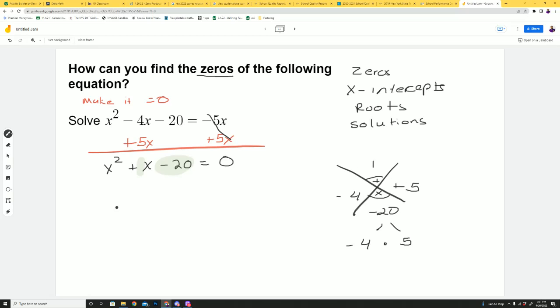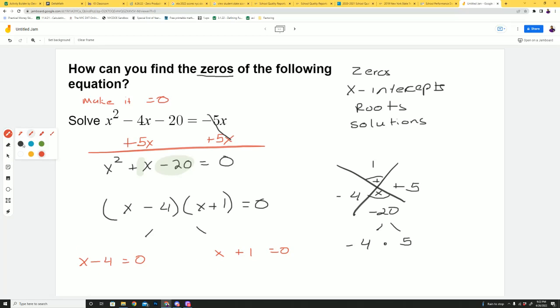So my factors are x minus 4, x plus 1 equals 0. This here is my factored form. And now I'm going to use the zero product property to solve for x. So we have x minus 4 equals 0, and x plus 1 equals 0.